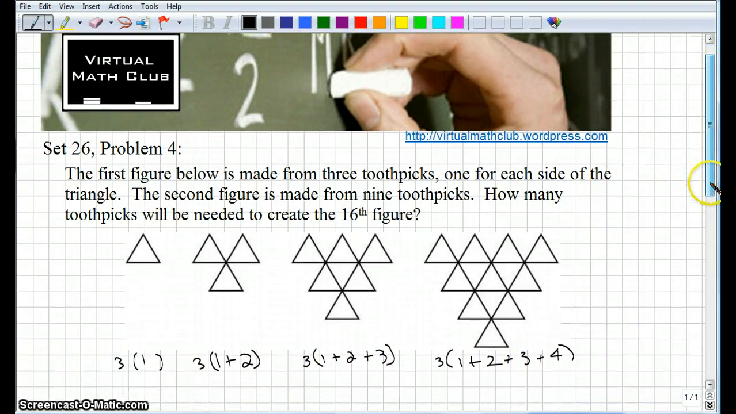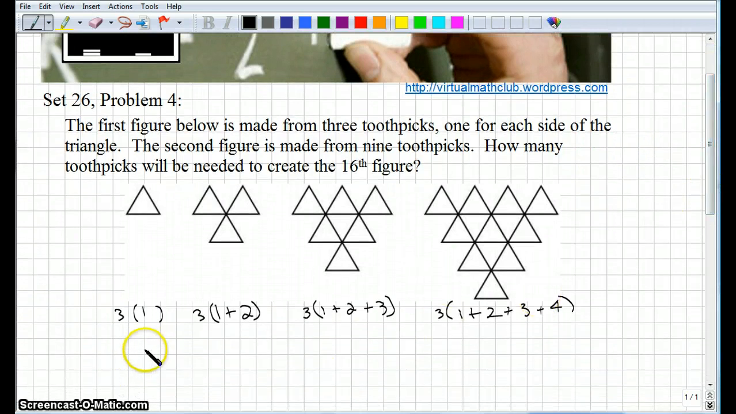So the 16th figure is going to look like what? The 16th is going to be 3 times the quantity, the number of triangles in that figure, which is just going to be 1 plus 2 plus 3 plus dot dot dot all the way up to 16, right? Because the 4th figure is 1 plus 2 plus 3 plus 4, and the 3rd figure is 1 plus 2 plus 3. Okay, so the last number in this list of numbers is always the number of the figure. Okay, so that's what it would look like.